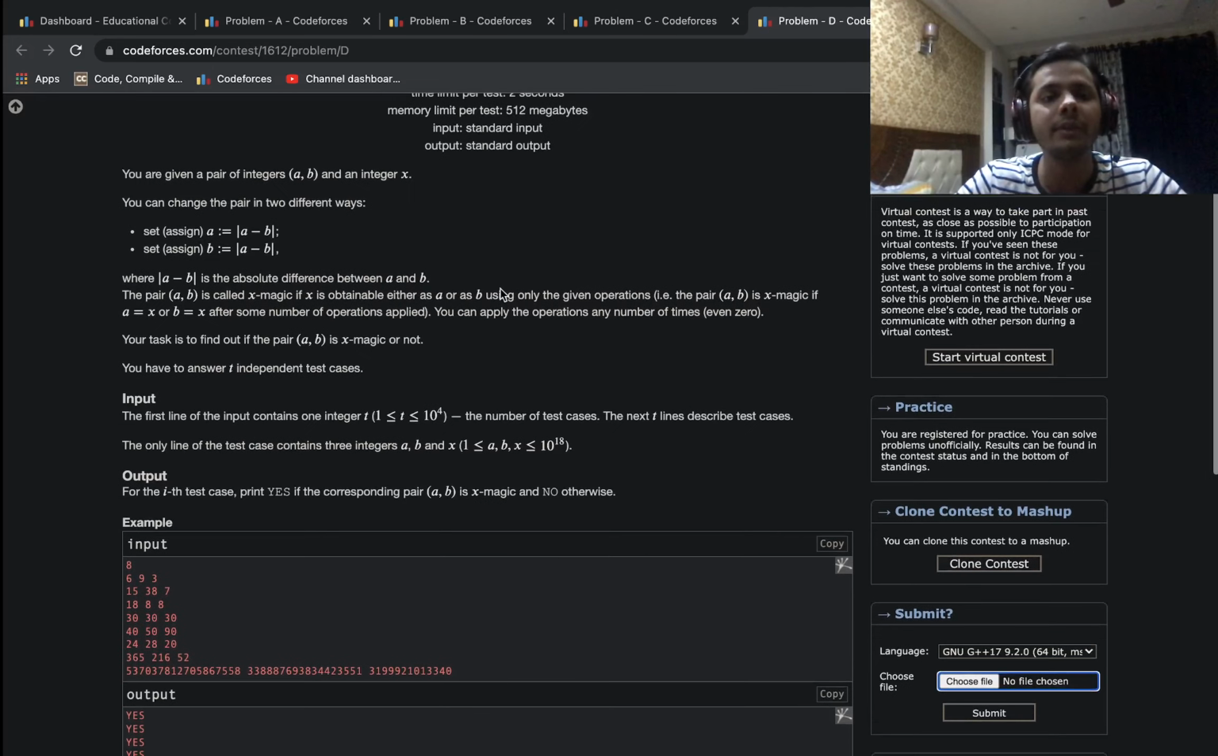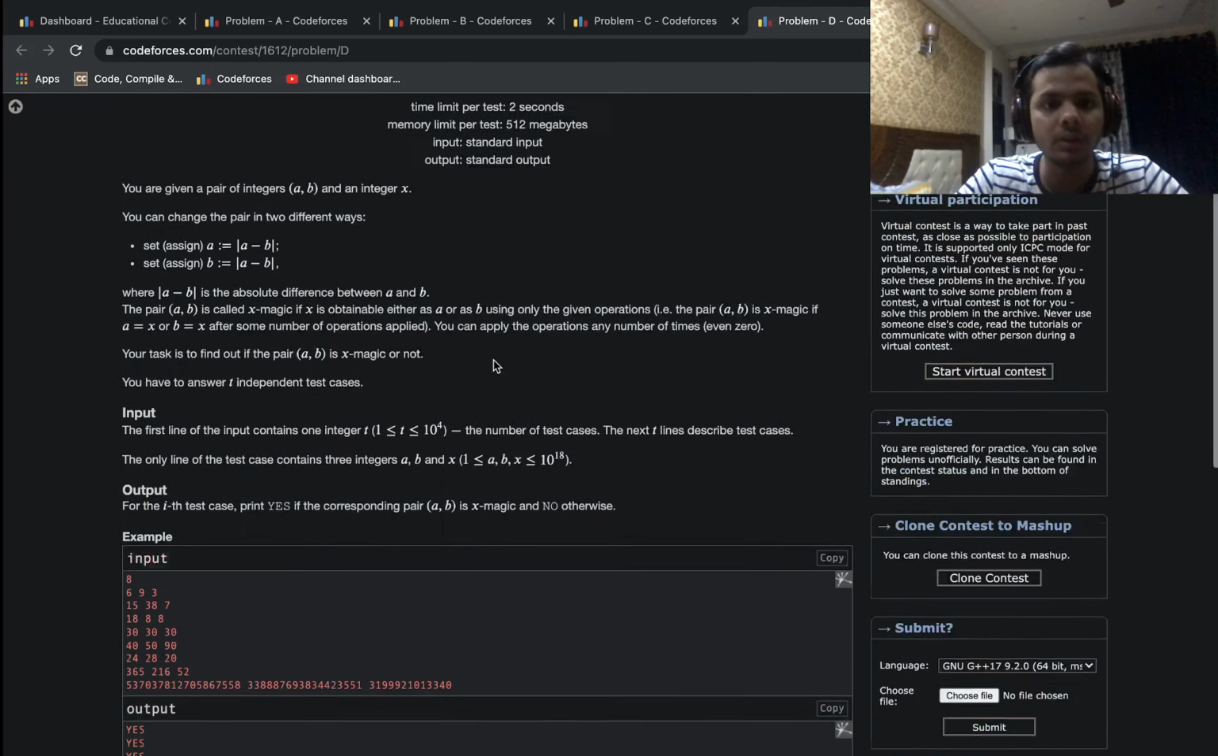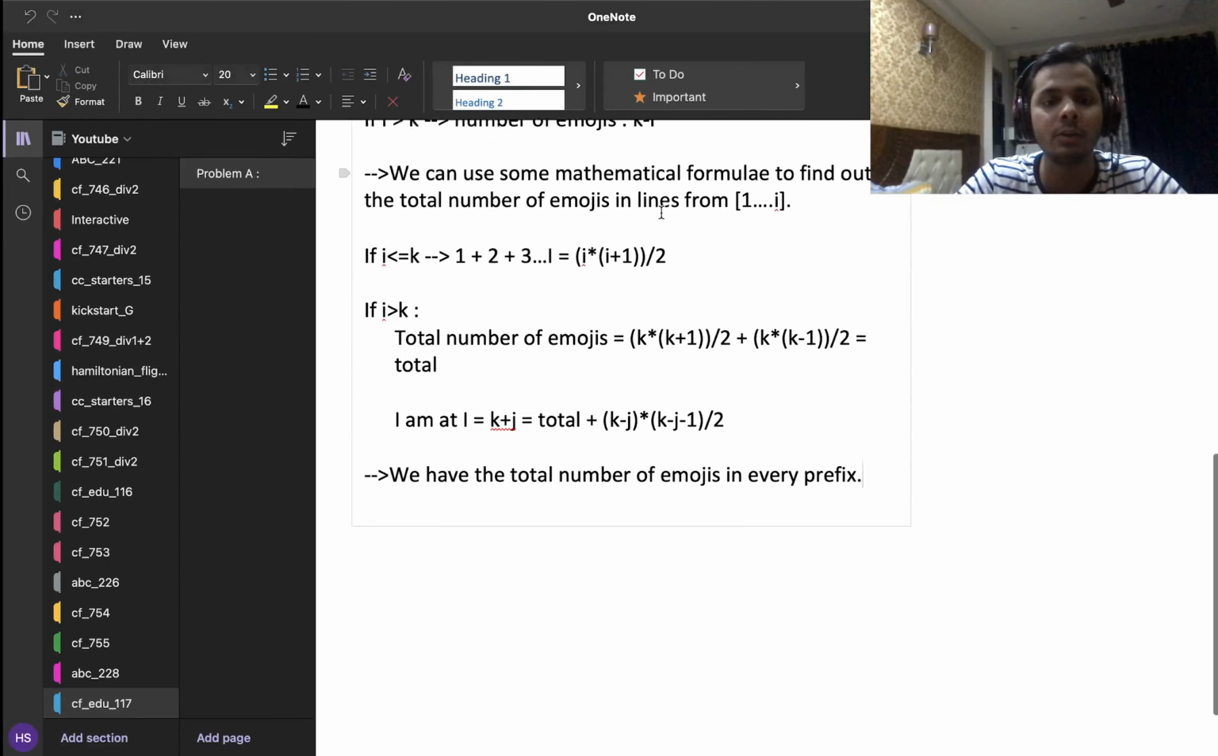And finally, I have to tell, after doing a set of operations, is it possible that I get an x somewhere? I can get an x as my first number or my second number, it doesn't matter. I just have to tell whether it is possible or not to get an x, right? So this is problem D. Let's see how to approach this one.